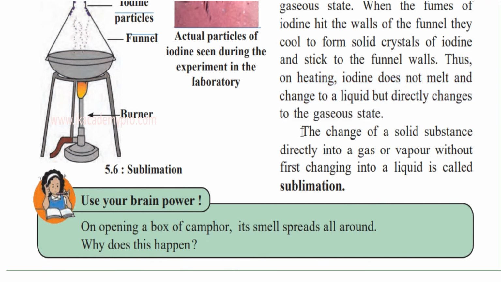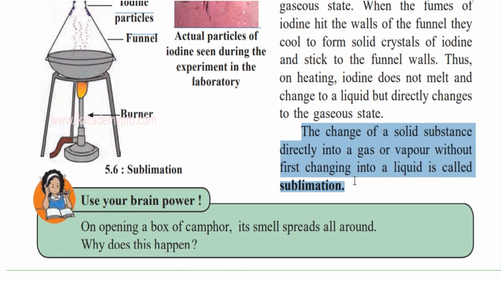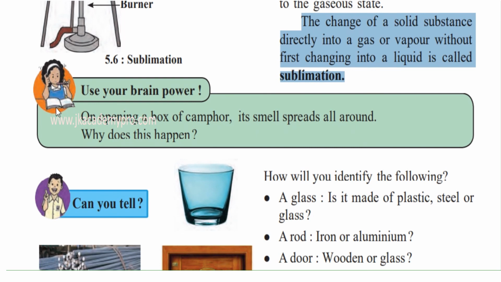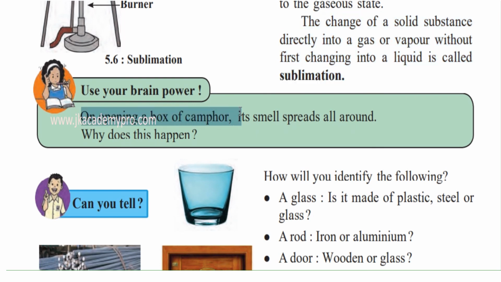This change, the change of a solid substance directly into a gas or vapor without first changing into the liquid, is called sublimation. Now remember this statement very nicely. This is a very important statement. When a solid, on heating, directly changes to its gas, that is, it forms vapors, that is called sublimation. Now use your brain power on opening a box of camphor.